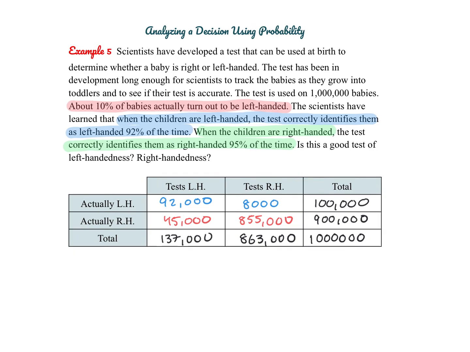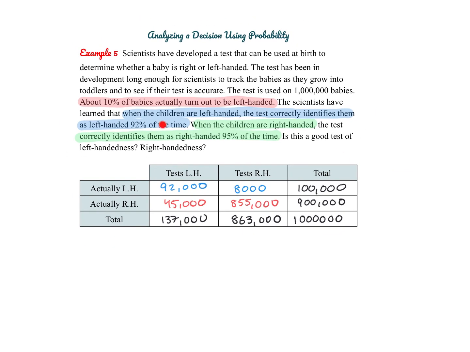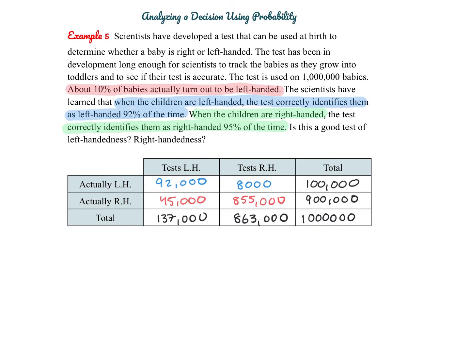So now that we've been able to use those statistics provided to give us a more broad picture of what's going on, we can tackle this question: is this a good test of left or right-handedness? Essentially, what I would like to know as a parent is, if my baby takes a test and they test left-handed, what's the chance that they are actually left-handed? Or if I take the test and they test right-handed, what is the chance that they are actually right-handed? So I want to know, how accurate are the results?